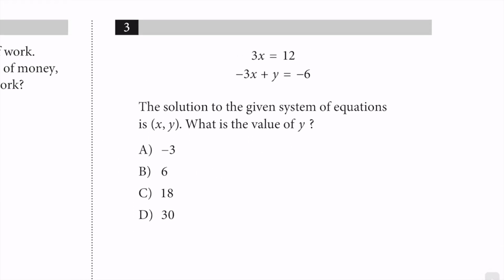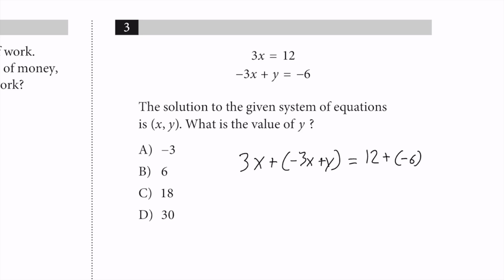All right, question 3. The solution to the given system of equations is x comma y. What is the value of y? So if we look at this system of equations, we can actually just add the two equations together, and that will solve directly for y. So that will give us 3x plus negative 3x plus y equals 12 plus negative 6.